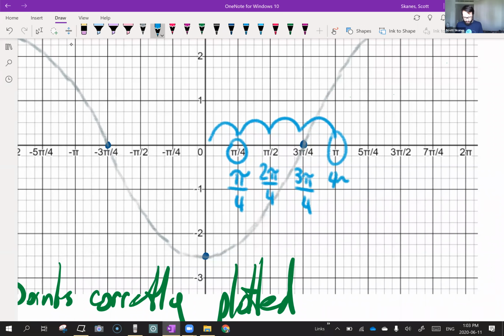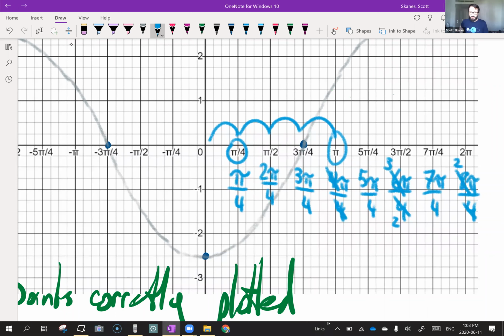The next one is 4 pi over 4, because, well, that cancels, becomes pi. This one's 5 pi over 4, which stays the way it is. 6 pi over 4, which cancels down to 3 pi over 2. This is 7 pi over 4. This is 8 pi over 4, which cancels down to 2 pi. This is how we deal with this.